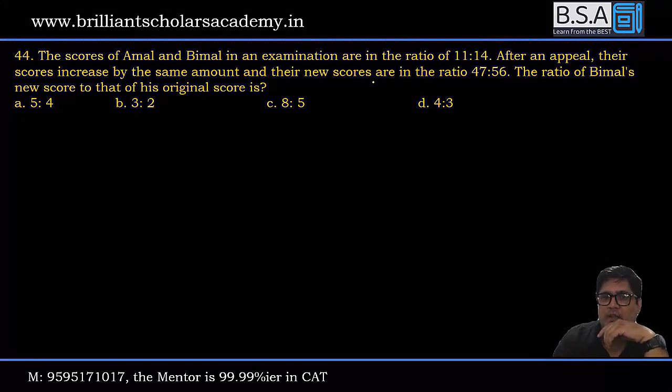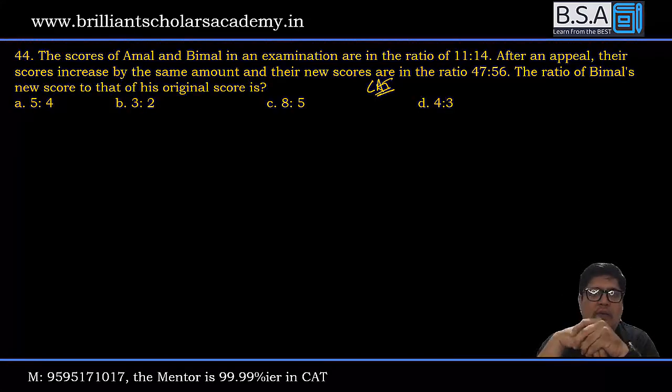This is actually a CAT question. Scores of Amal and Bimal in an examination are in the ratio of 11/14. After an appeal, their scores increased by the same amount and their new scores are in the ratio 47/56. The ratio of Bimal's new score to his original score is?